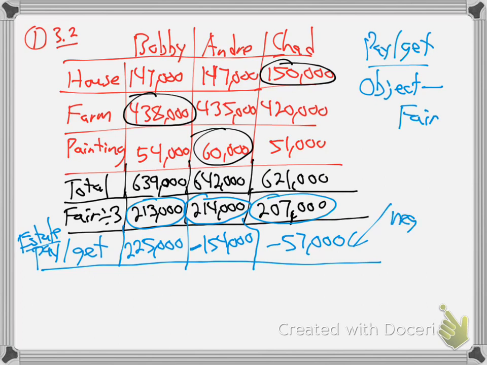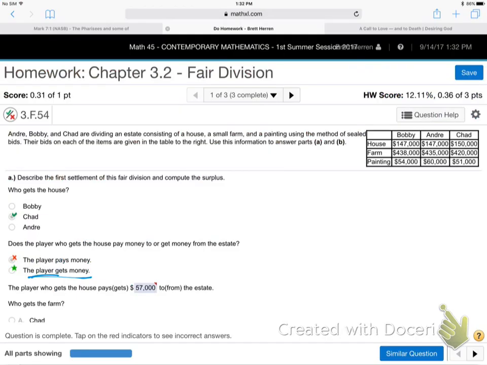So negative means you get, and positive means you pay. Negative is you get money, positive is you pay money. Remember, because it's from the estate's perspective. So if it's negative, it's coming out of the estate to you. You're getting money. If it's positive, you're paying it into the estate. So for Chad, the person that got the house, he's going to negative get $57,000, isn't he? So we can go back and answer that question. That player gets money, and there's the amount of money he gets, $57,000, just like we said. Good so far? We roll down the screen. There's a bunch of other questions we're going to answer the same.